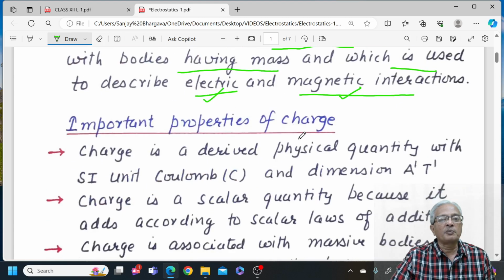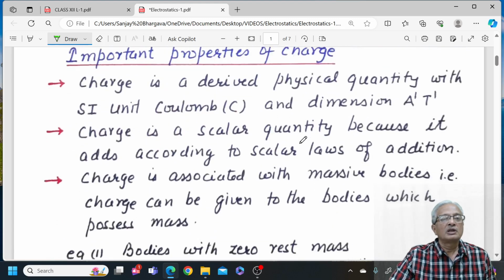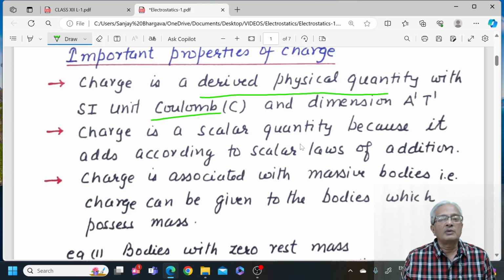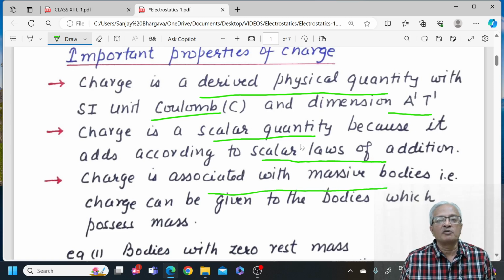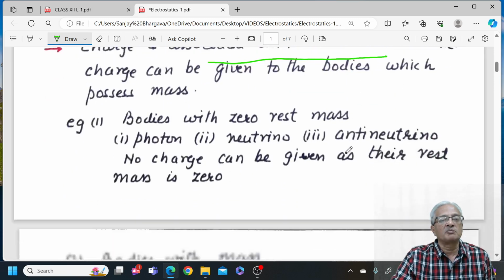What are the important properties of the charge that we are supposed to know? The first property that we can say is charge is a derived physical quantity with an SI unit coulomb and its dimensions are ampere power 1 T power 1. Charge is a scalar quantity because it adds according to scalar laws of addition. Simple laws of addition are utilized to add and subtract charge. Charge is always associated with massive bodies. That means charge can only be given to the bodies which possess mass.